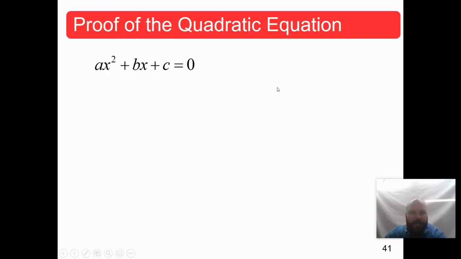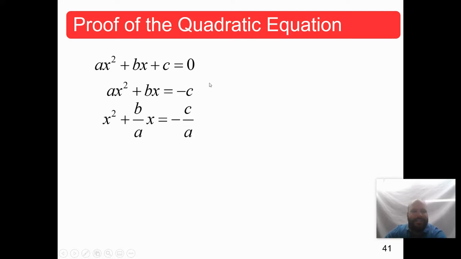So let's try it. So here's the proof of the quadratic equation. And so you can see that we have this ax squared plus bx plus c equals 0. And the first thing we're going to do is move the c to the other side. Now, this is similar to how I showed you guys how to do it, but not quite the same in that I normally just group the two x terms together rather than moving the constant over to the other side. But it's the same idea.